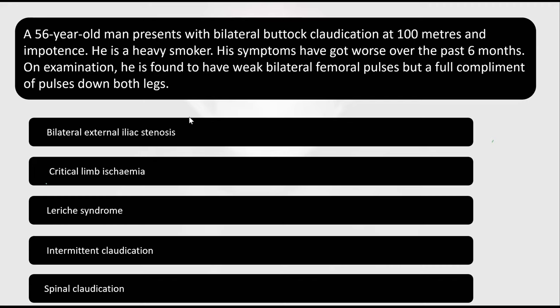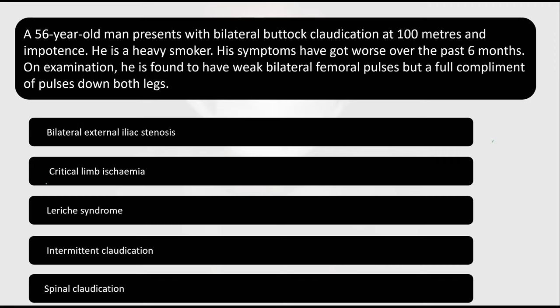So what do you think? You have buttock claudication bilaterally, you have impotence, and you have reduced or thin bilateral femoral pulses. Spinal claudication. Will spinal claudication affect the impotence, the arterial system? It is nerves, so no. It affects at 100 meters and there is impotence. So what do you think? Bilateral external iliac stenosis. No.